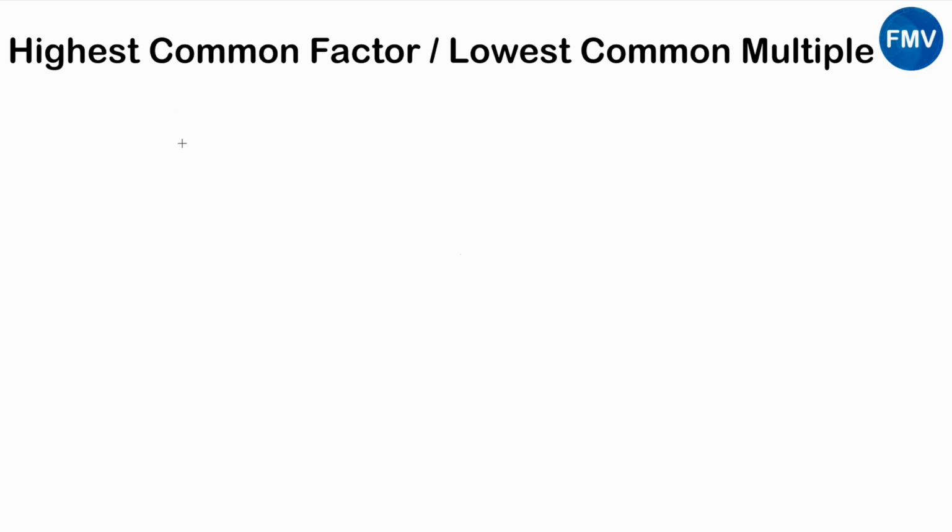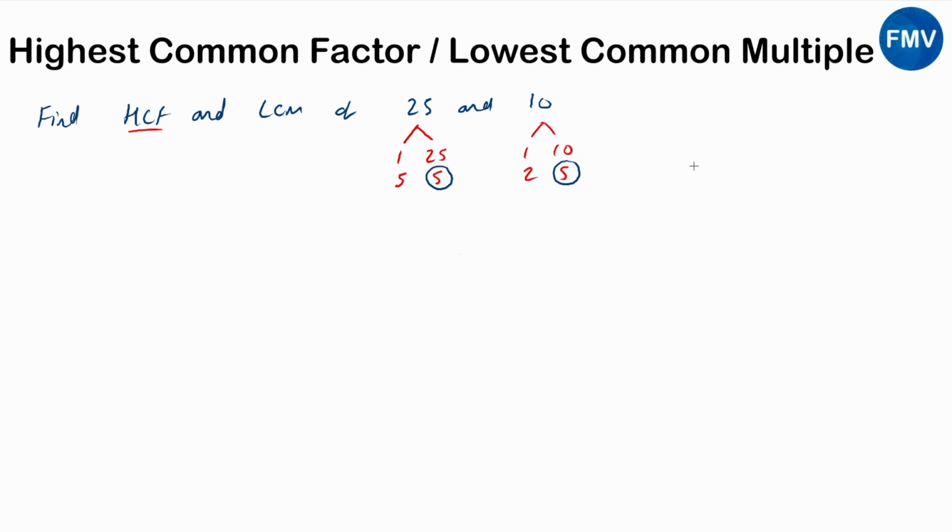Now, let's look at finding the highest common factor and the lowest common multiple of a pair of numbers and look at the differences between them. Finding the highest common factor first. Step 1, find the factors. Step 2, identify the largest factor that is in both numbers. So we can see our highest common factor is 5.